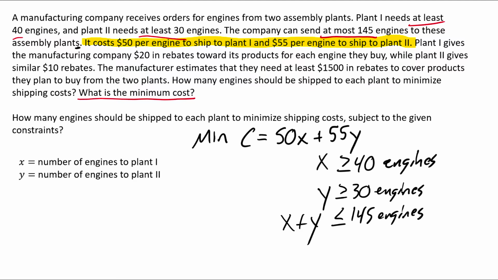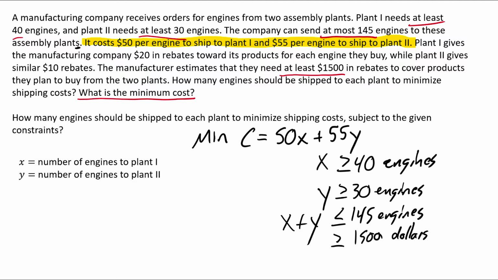All right, let's keep going. Keep reading, looking for inequality phrases. Our next one, at least $1,500. At least is greater than or equal to $1,500. Now, we do need to be careful here because there are 2 different dollar figures in this problem. We have the dollar figures for shipping costs and the dollar figures in rebates. We want to separate those out. We've already used the ones for shipping costs, which are highlighted in yellow, so we just want to deal with the rebate dollar figures.